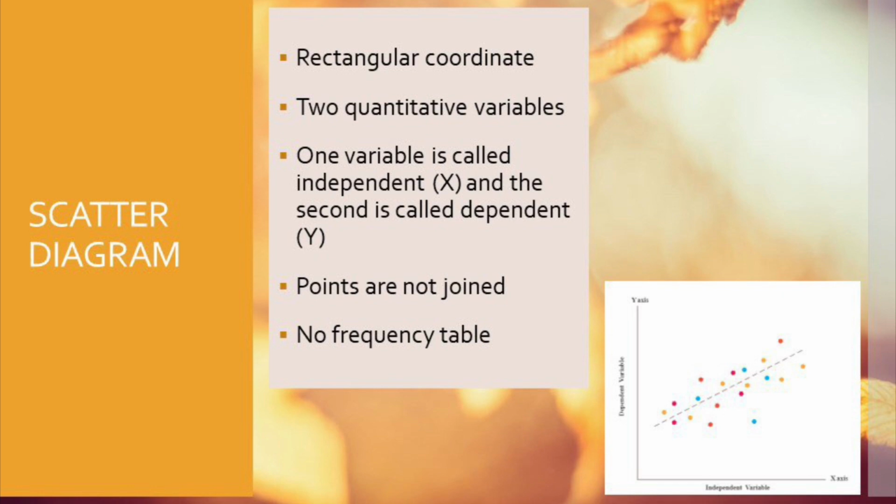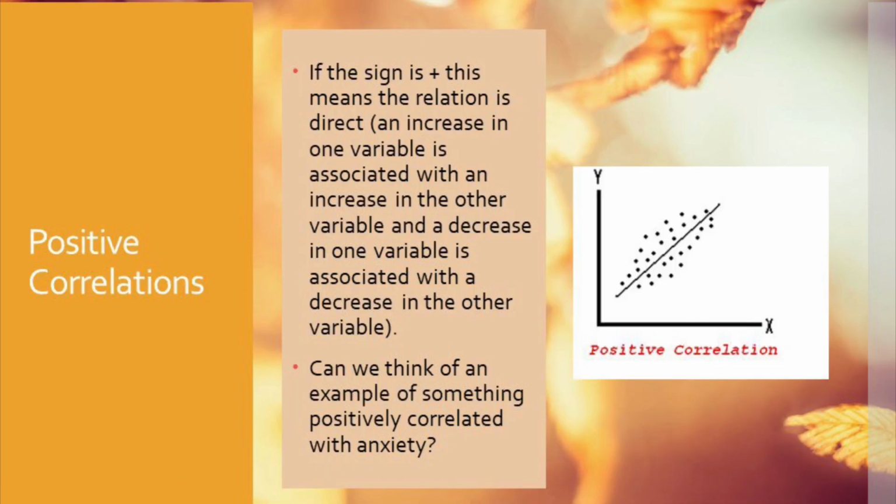It's not a frequency table. It's simply displaying the direction that these dots or measurements are going in. If the sign is positive, this means that the relation is direct. There's an increase in one variable and there's an increase in the other, or there's a decrease in one variable and that's associated with a decrease in the other variable. Those are situations in which we're looking at a positive correlation.